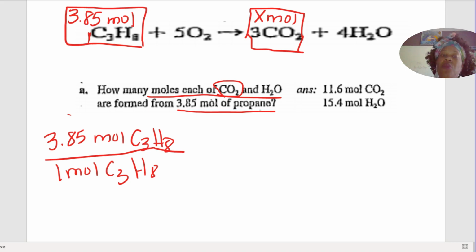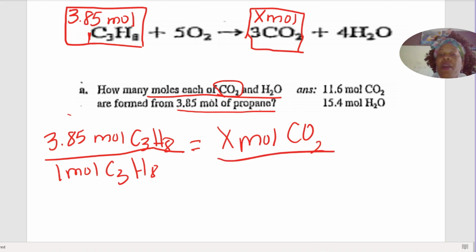So let's go ahead and work with what we have right here in the meantime, so you all can see how simple these stoichiometry problems are. So I've got my 3.85 moles of propane over 1 mole. I'm going to set that equal to my first X of carbon dioxide. That's what I'm looking for. On the very bottom, I'm going to put that 3 right there. That 3 is going to go right there on the bottom of CO2.